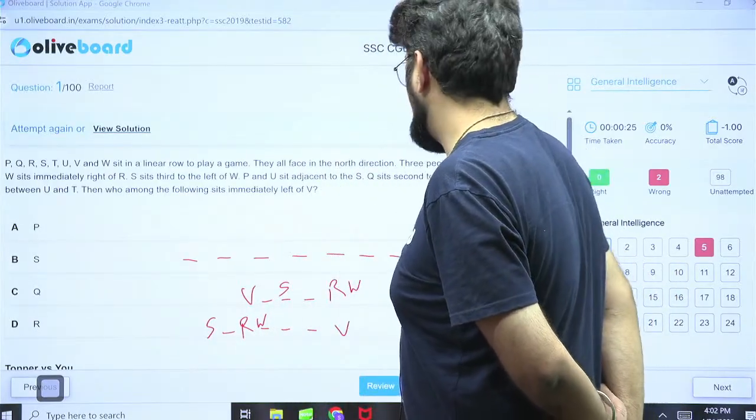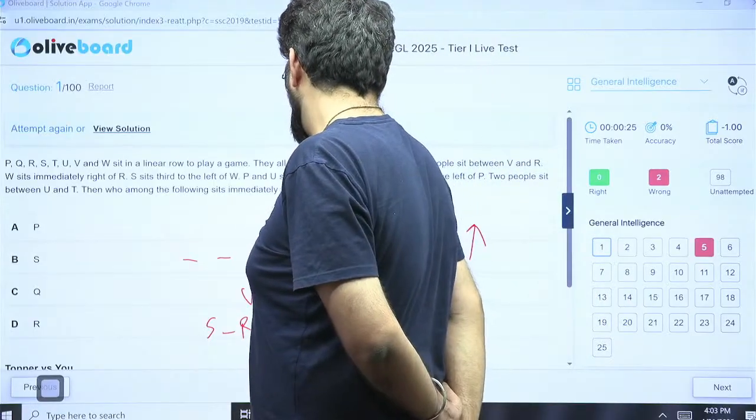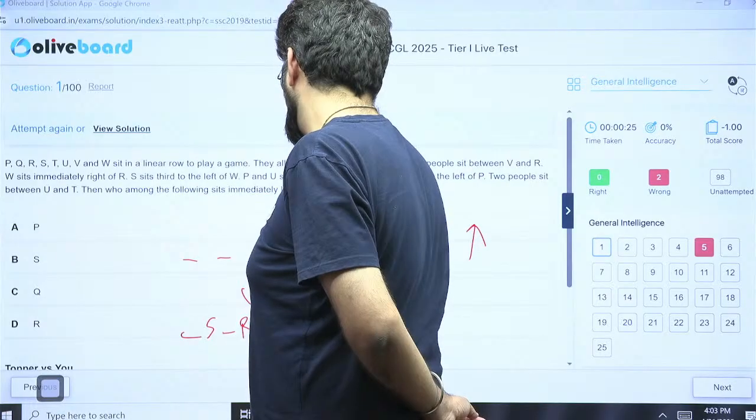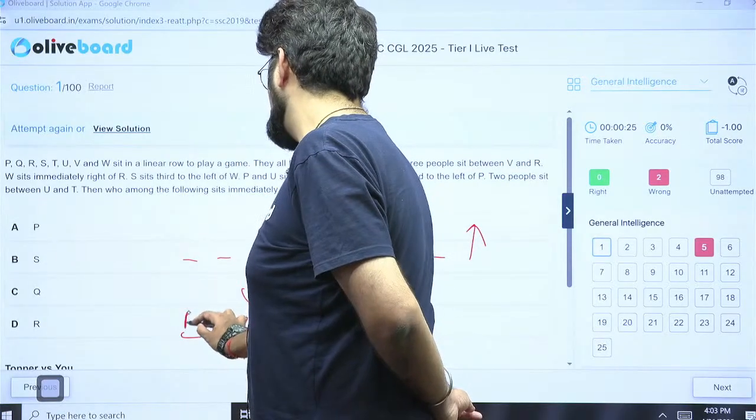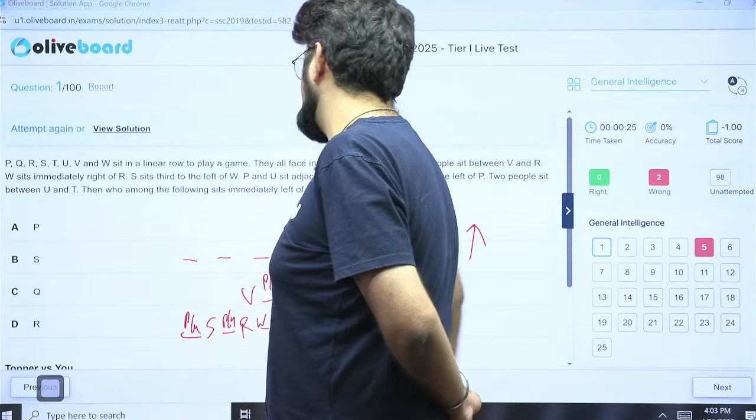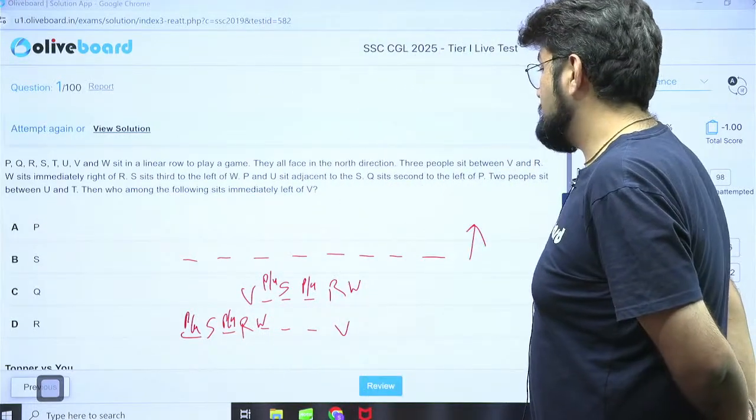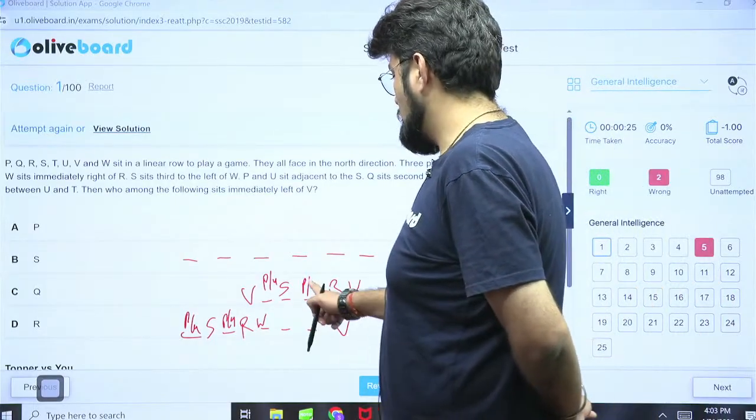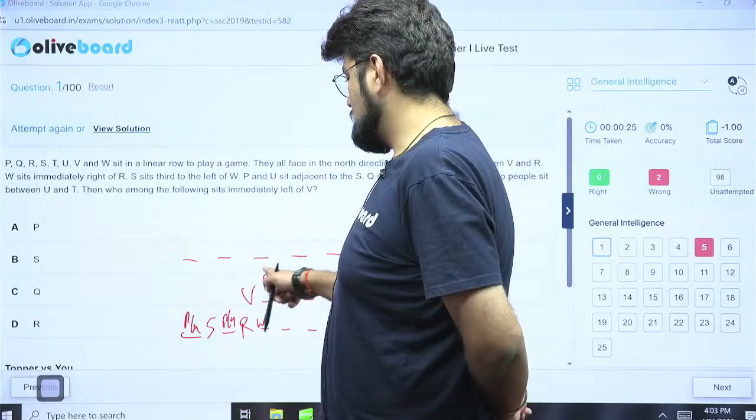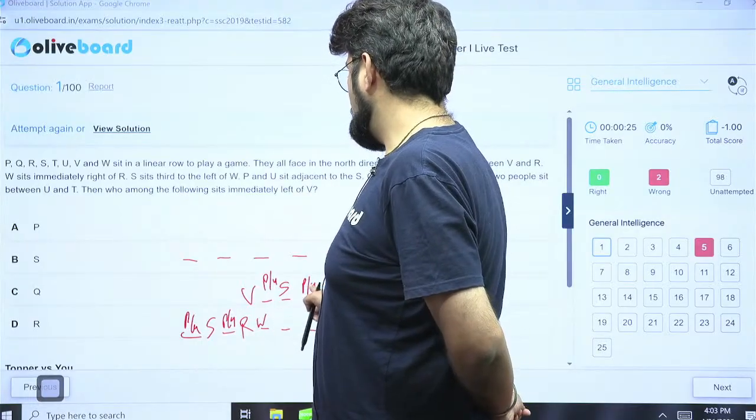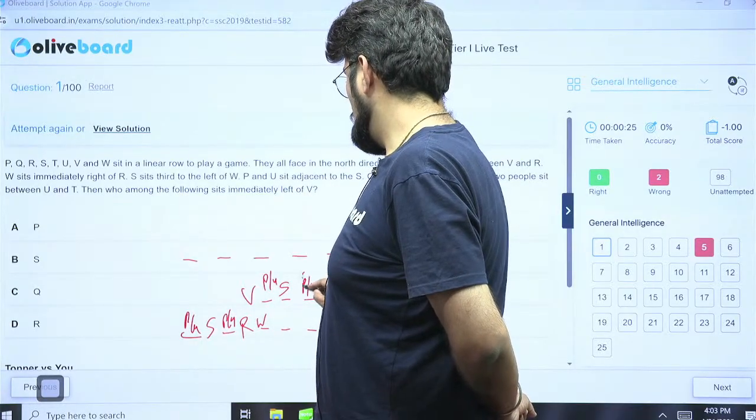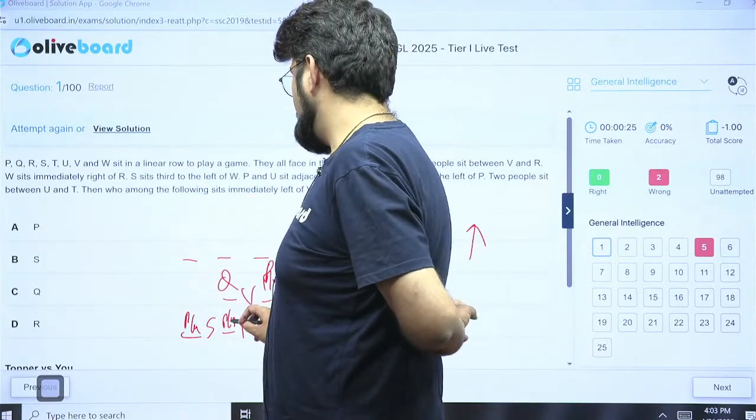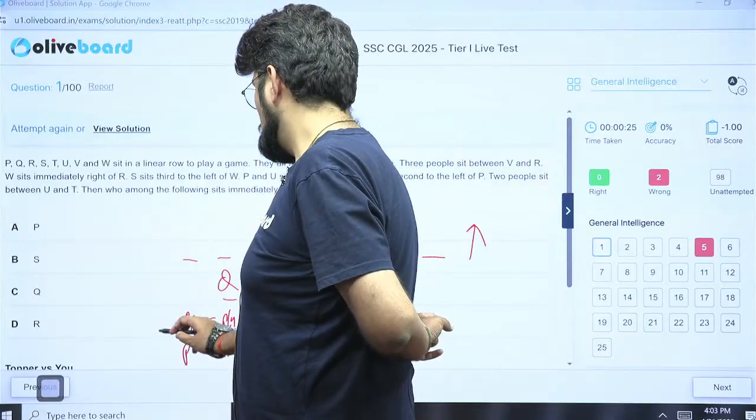P and U sit adjacent to S. So we'll have a P or a U here, P or a U here. Similarly, P or a U here, P or a U here. This is still making sense, okay? Q sits second to the left of P. So P cannot be here because second to the left would have made Q sit here. This is not possible. So I will have a U here. All right. U will be here, P will be here, and Q is sitting second to the left. Similarly, here I will have U here, P here, Q will be sitting second to the left.